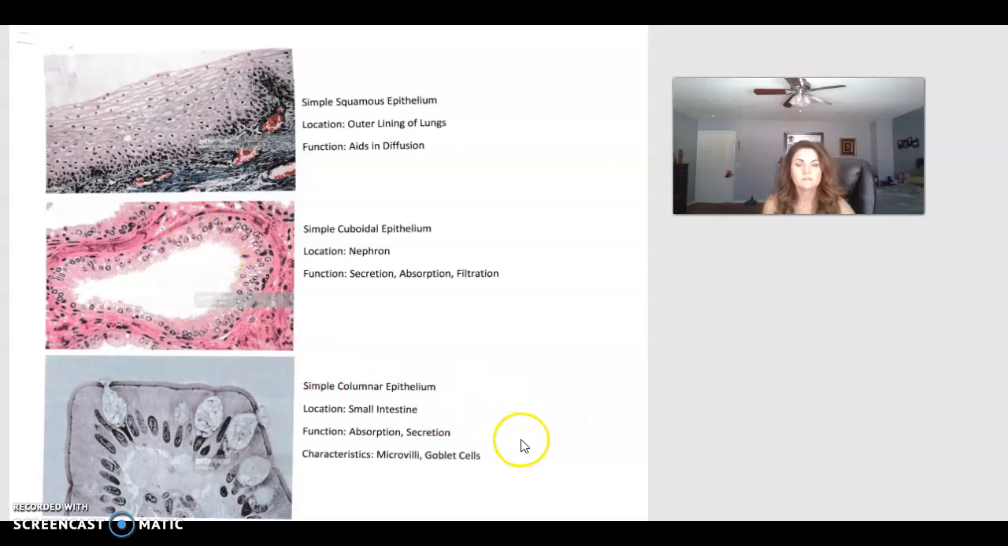Our next slide contains a simple columnar epithelium, and this is located in the small intestine. The function is for absorption and secretion, and the characteristics are microvilli and goblet cells. The microvilli line the top portion of the tissue here, and that helps aid in absorption of mucus, enzymes, and other substances. And then you have the goblet cells, which aid in secretion.